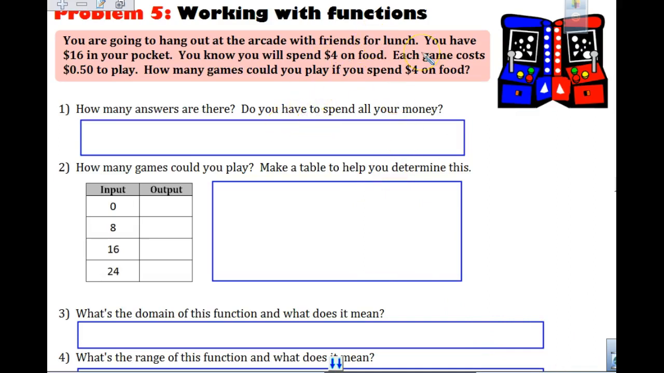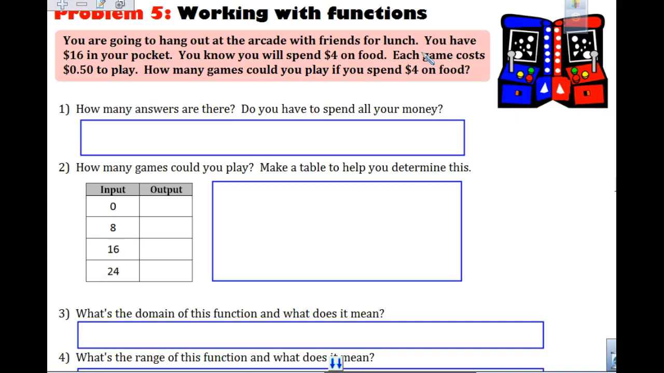So I want you to look at this situation on that last page of your notes, which is on page 7. Please turn back to your notes on page 7, then you're going to do your homework later. It says you're going to hang out in an arcade with a friend for lunch. You have $16 in your pocket. You know you will spend $4 on food. Each game costs 50 cents. How many games can you play after $4 of food?